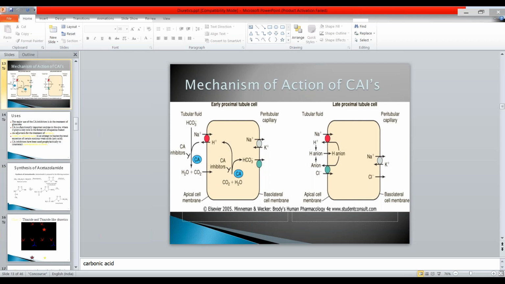Next point. CA inhibitors decrease the availability of H plus ions, which are going to be exchanged for sodium ions in the luminal fluid.